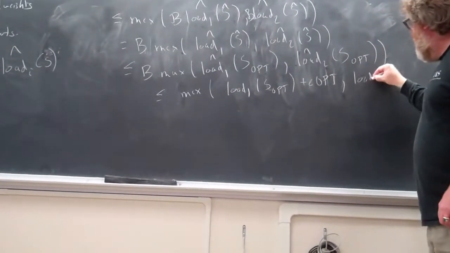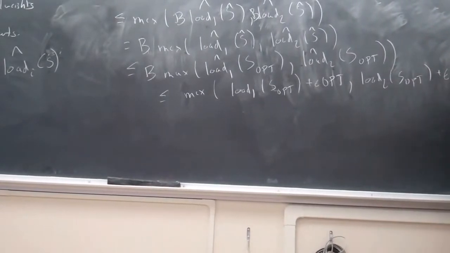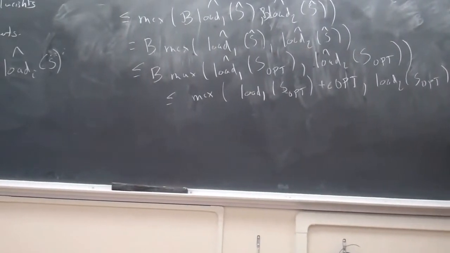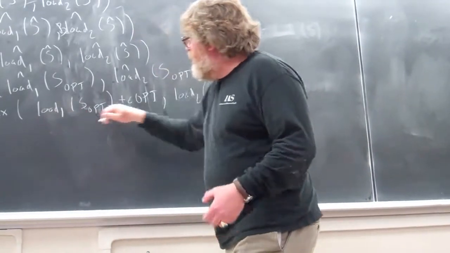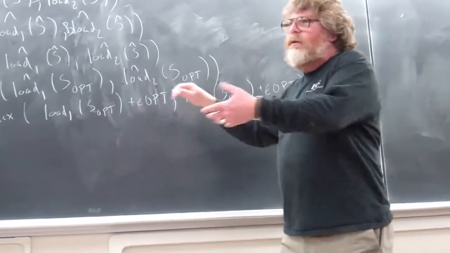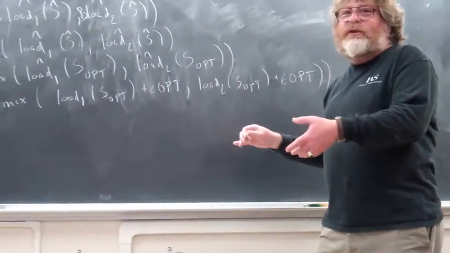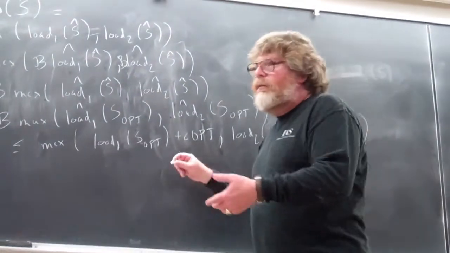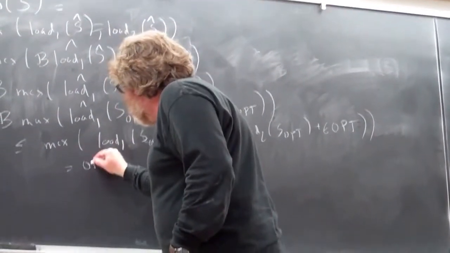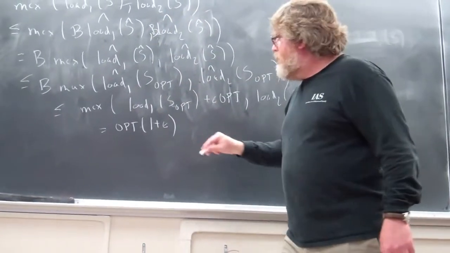And load 2, and we can bring out the plus epsilon opt, and this is actually the max of the load for the optimal solution, which is how we define opt. That's the cost of the optimal solution, the makespan of the optimal solution for the original problem. So this is at most opt times 1 plus epsilon.